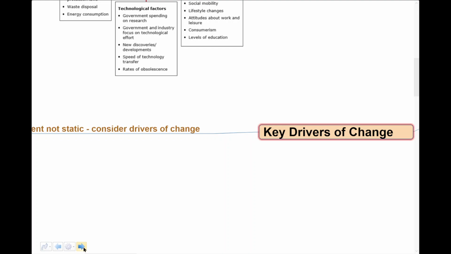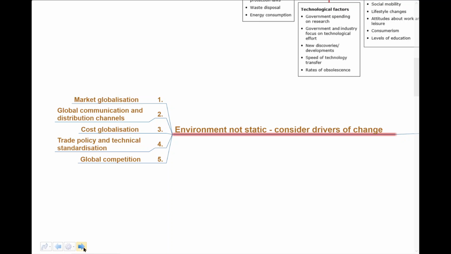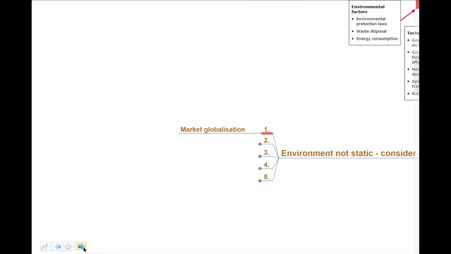This one concerns the sort of drivers. Now, I mentioned up top that you really can't consider the environment without considering drivers of change. Businesses that are up to speed on drivers of change are invariably going to be more successful. So, what sort of things affect change? What sort of things drive change? Well, you're familiar with this word, globalization. Over the course of time, certainly markets in the world have, in effect, been manifestly changed by globalization.